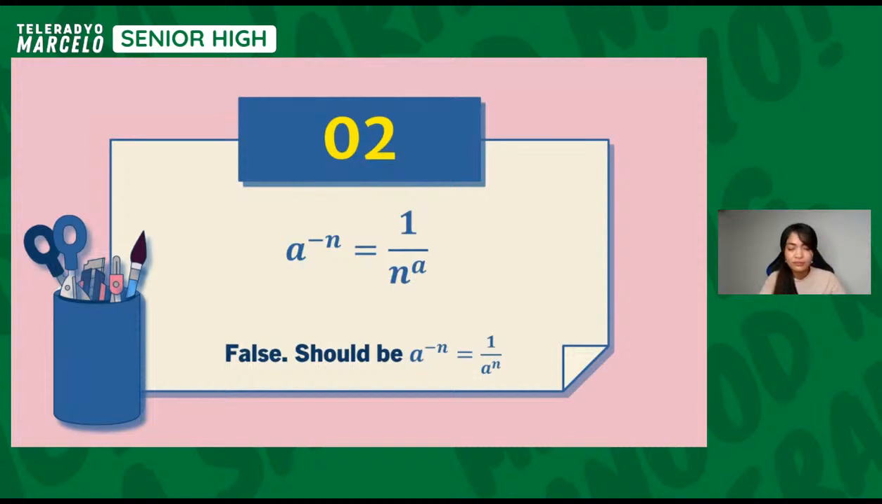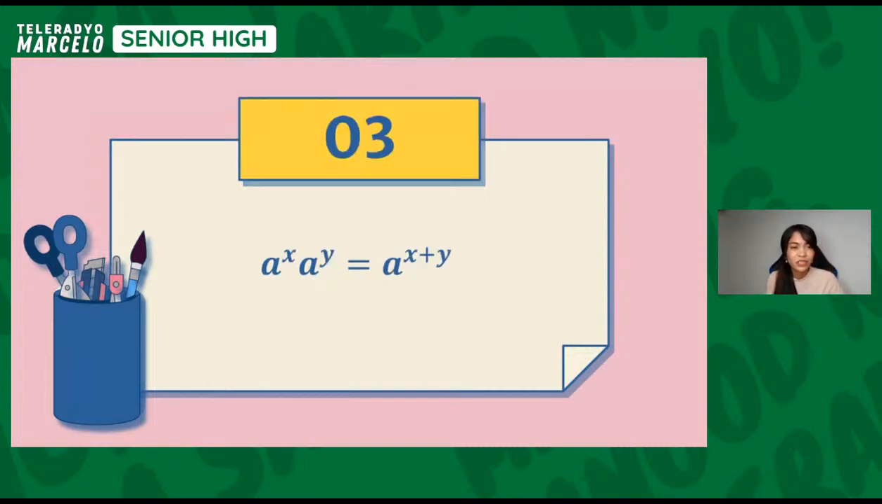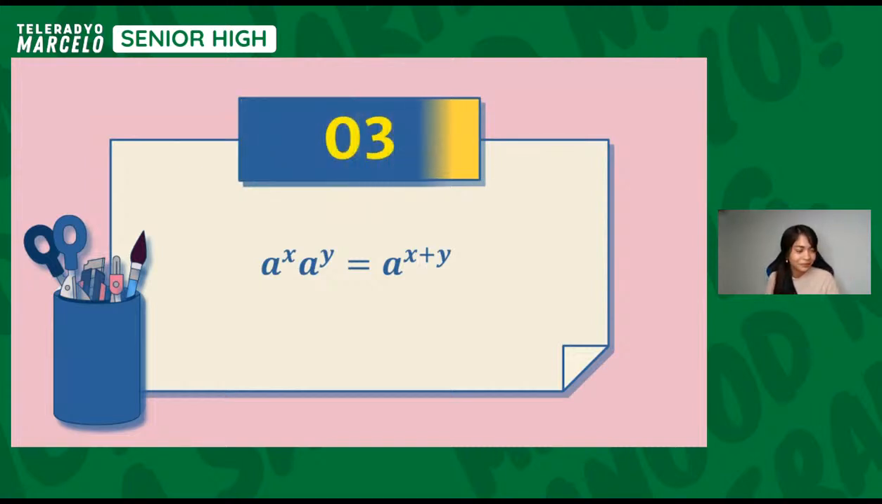Okay. Next, third equation, we have here a raised to x times a raised to y equals a raised to x plus y. Is this true or false? You have another 5 seconds. Okay, time is up. This one is true. Why? Because when multiplying two expressions having the same base, we simply get the product by writing the base and then raising it with the sum of its exponents. So that one is true.